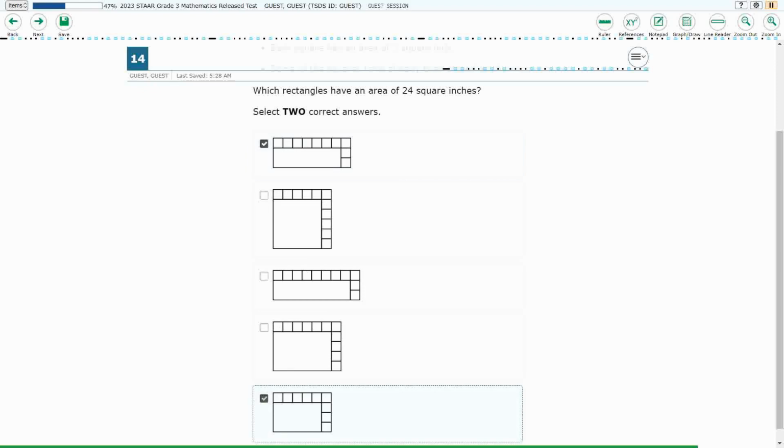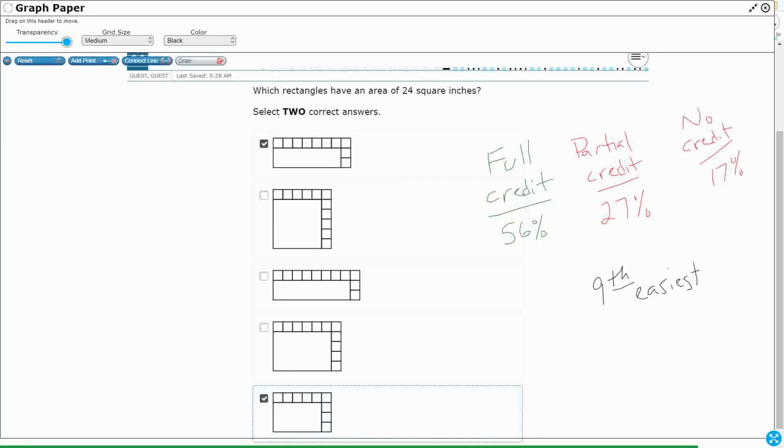Let's see how we did across the state of Texas. So this was the ninth easiest, and if you put those that got 2 points and those that got 1 point together, now you're looking at 83% of our students got at least one of these two correct, so that's not bad. If I were to guess, I would think that most of the students were able to get this one, and then they might have struggled with some of these others.